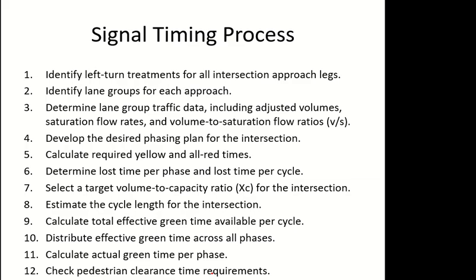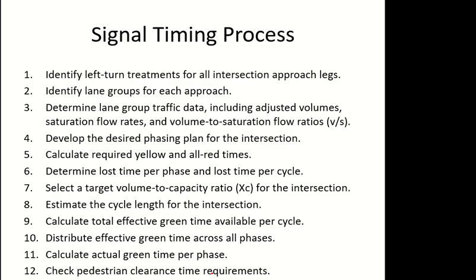So for each lane group, find out the demand, find out the saturation flow rate. So you can calculate the demand upon saturation flow rate ratio. Now this is demand upon saturation flow rate, not demand upon capacity. It's not V by C, it's V by S. Okay, so V by S ratio. Then you develop the phasing plan using V by S ratio. I will show you how. Then you calculate the red and yellow timings for each phase. Then you calculate the lost time for each phase and then for the whole cycle as well.